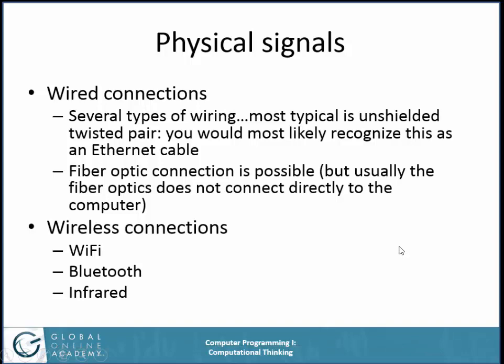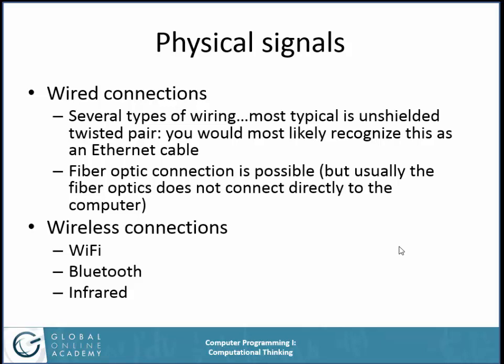The first thing that has to happen for computers to talk to each other is that physically a signal has to get in between one computer and another. Computers read zeros and ones. That can happen with a wired connection or with a wireless connection.